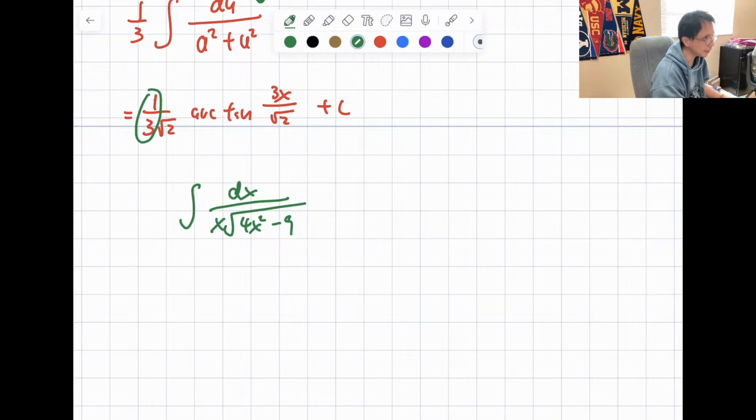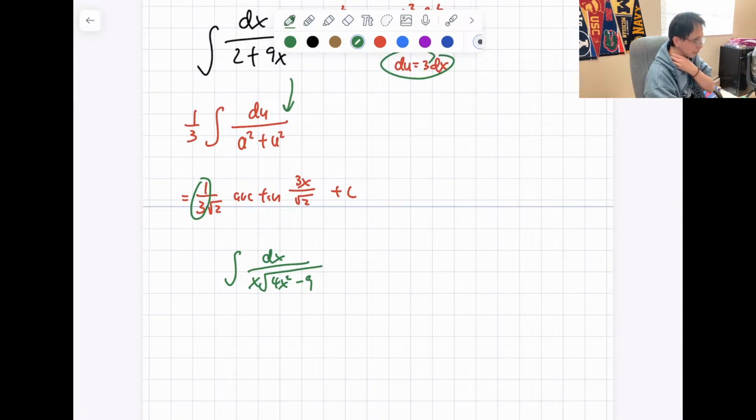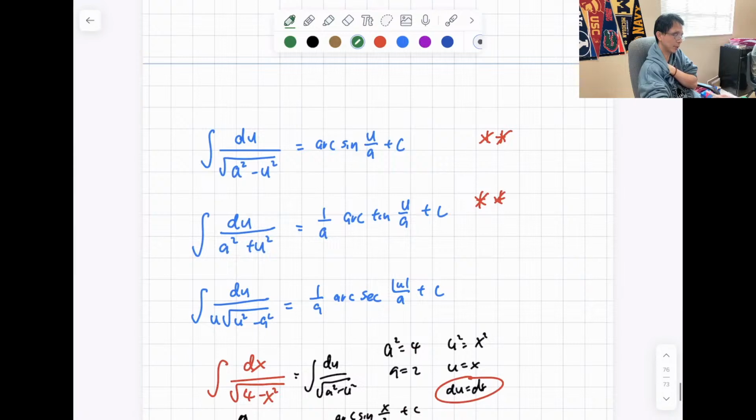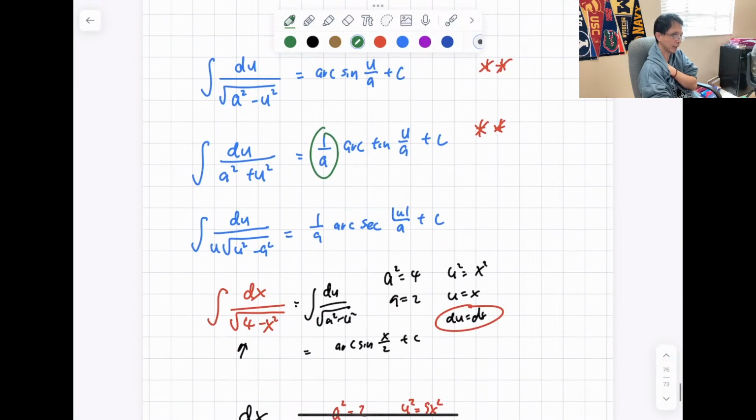This is actually a pretty interesting question because it's kind of different. I know you got 1 over 3, but how do you get root 2 as well? It's 1 over a. Do you see the equation is 1 over a here? Maybe can you write down? This is a. Only the arctan and arcsecant have 1 over a. Arcsine doesn't have 1 over a.